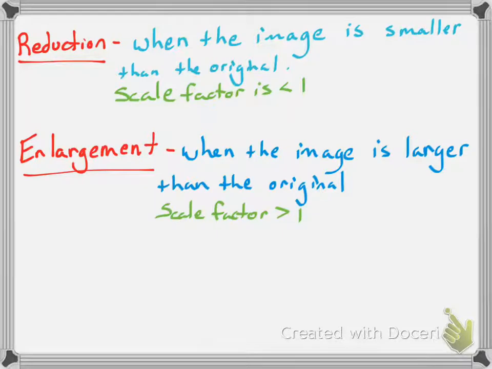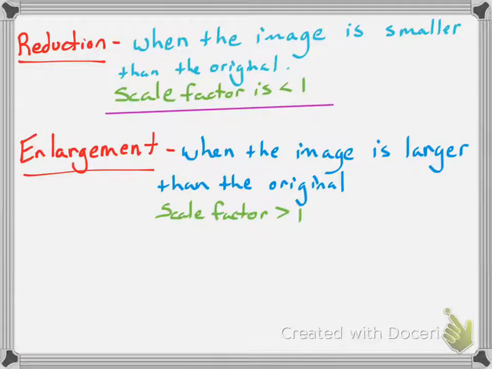Now there's two types of dilations, two types of transformations we're really going for right here. The ones we're going for are reduction and enlargement. Those are the two types of dilations. A reduction means it gets smaller. An enlargement means it gets bigger. Now a little bit more detailed definition about it is right here.